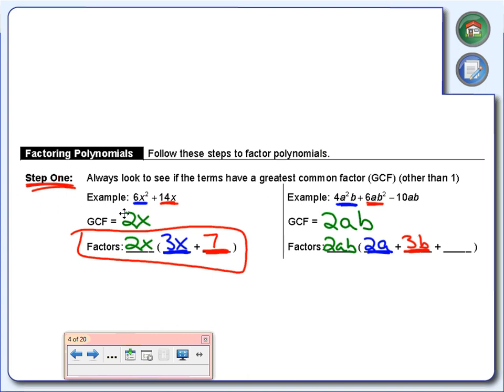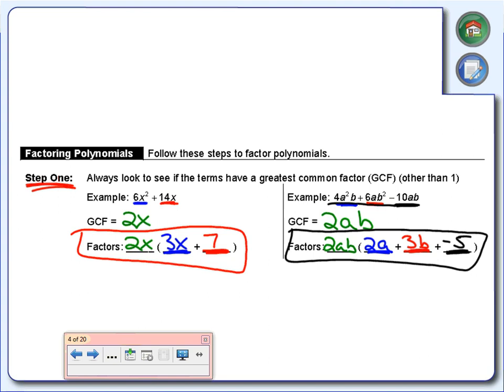Okay, we've got to go one more time here. Need to figure out what this last term is. What do I need to multiply by to get a negative 10AB? 5. Close. Not 5, but a negative 5, because 2 times a negative 5 would give me a negative 10. By the way, do I need a variable? Do I need a letter? No. The A and the B are both already taken care of outside in the GCF. So these are what we call the factors. When you multiply those two things together, this is the answer you're going to get.